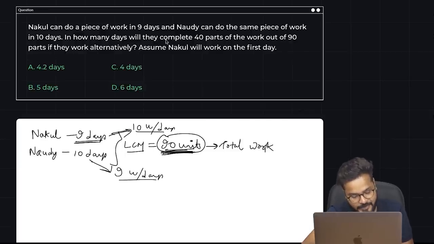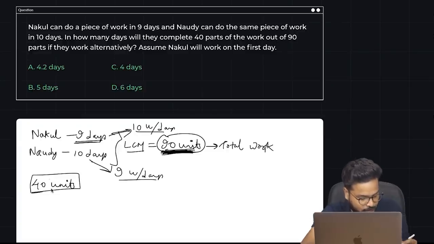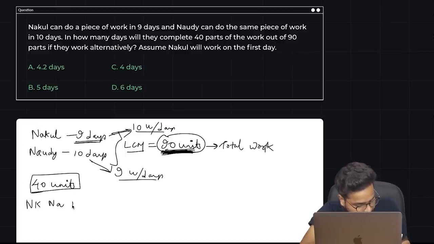Right. In how many days will they complete 40 parts of the work out of 90 parts? So total 90 parts means 90 units. So how much work do they have to complete? They have to complete 40 units of work, and we have to find in how many days they can do that. If they work alternately, assume Nakul will work on the first day. I'll write NK for Nakul. So first day Nakul would come, second day Noddy would come, again Nakul would come, again Noddy would come, again Nakul would come, and so on.